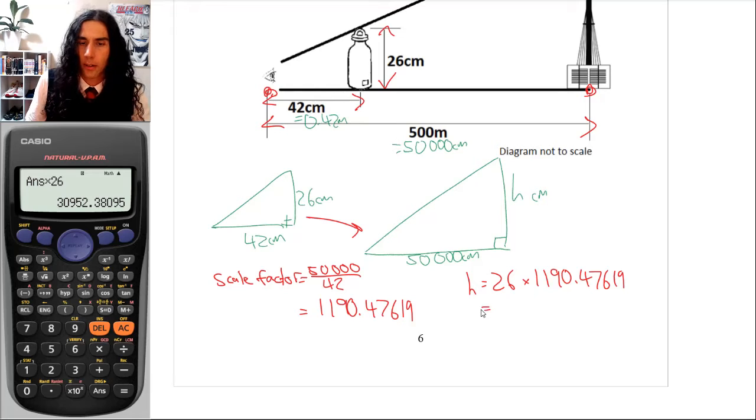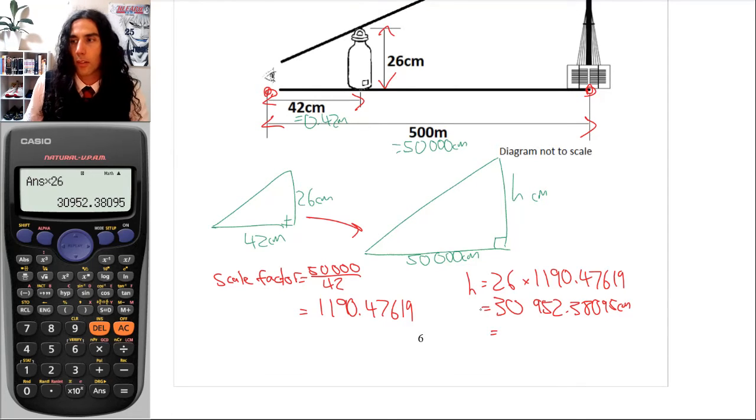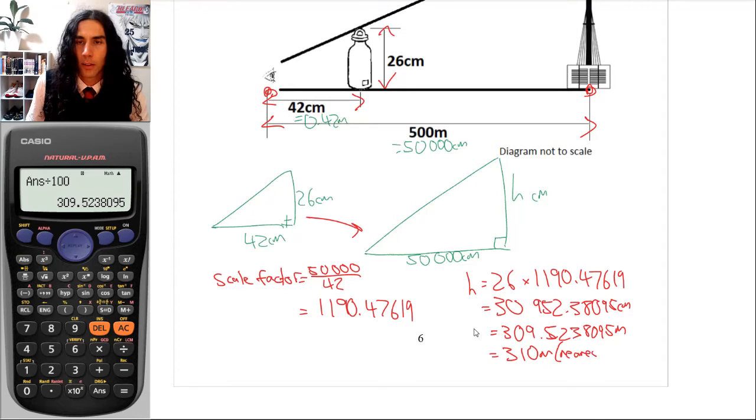We get 30952.38095 centimeters. Meters, divided by 100. 309.52. Yeah, it's 5238095. Meters, nearest meters, 310. And I think that's our test.